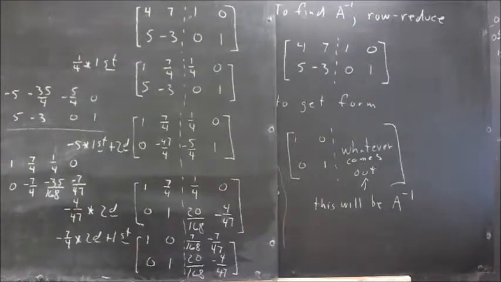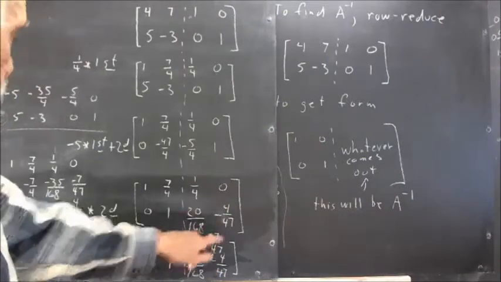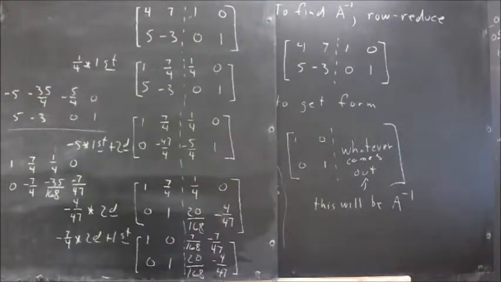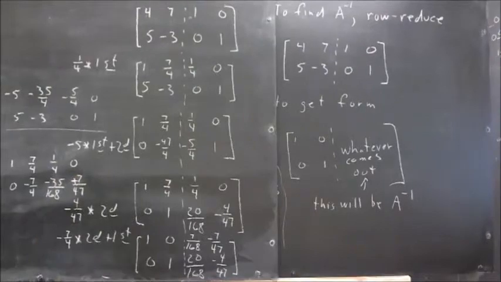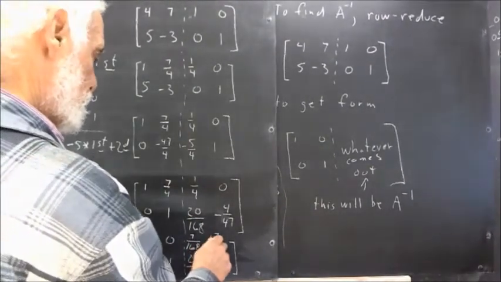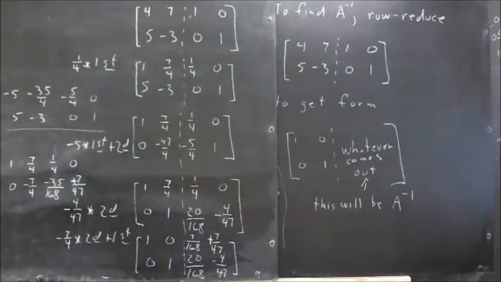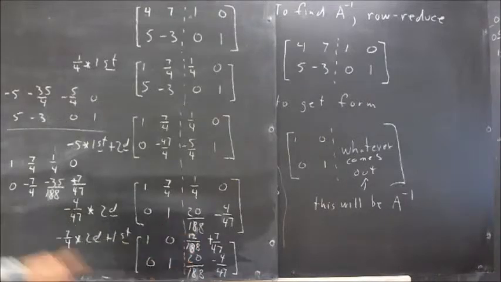I believe I did have one error here. When I multiplied negative 7/4 by the second, I would have multiplied negative 7/4 by the negative 4/47, and that would have given me positive 7 over 47. And that gives me a positive 7 over 47 here. One last correction, this denominator should be 188. And now this works out.